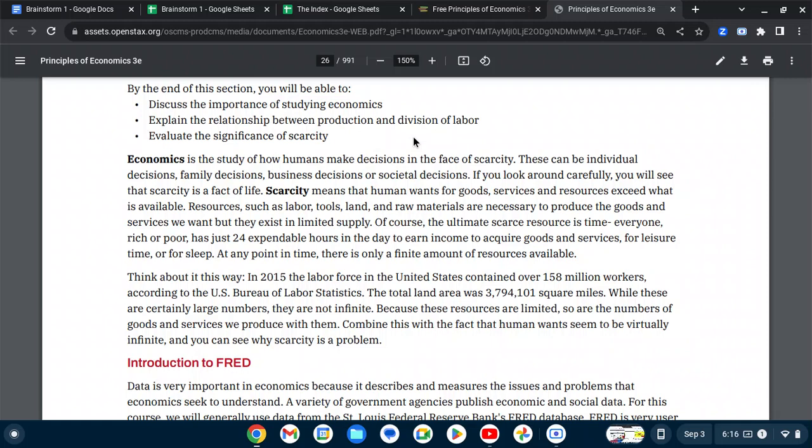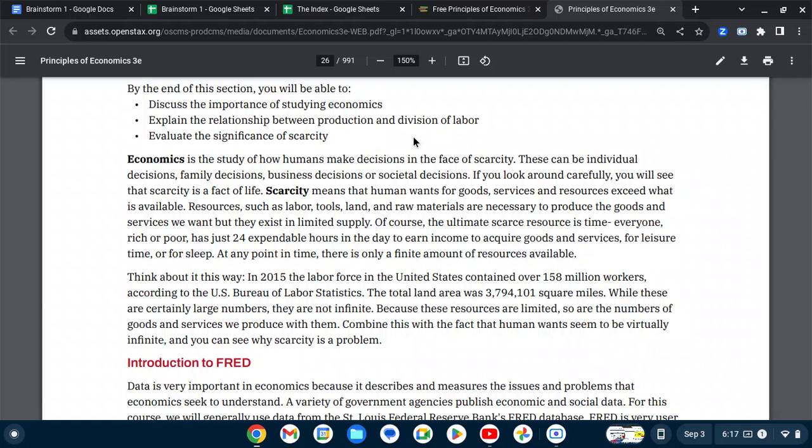Everyone, rich or poor, has just 24 expendable hours in a day to earn income to acquire goods and services, for leisure time, or for sleep. At any point in time, there is only a finite amount of resources available. Think about it this way. In 2015, the labor force in the United States contained over 158 million workers, according to the U.S.